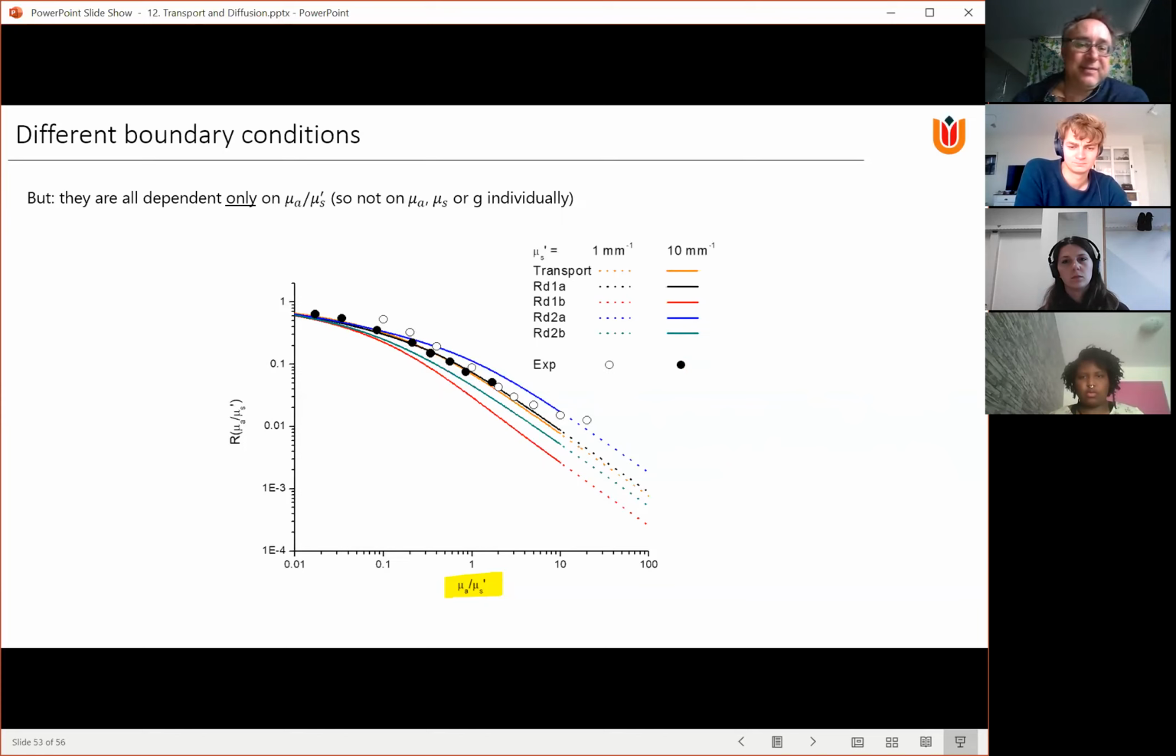And as you can see, the result is that the accuracy of the measurement is not good enough to say something about this. So really, in terms of describing these measurements, it really does not matter which of the formalisms you pick. The nice thing is that if you use these, they all depend only on this ratio that is here on the horizontal axis. They only depend on the ratio of mu a and mu s prime, so not on the values of the absorption coefficient, the scattering coefficient and the anisotropy individually, only on this ratio.